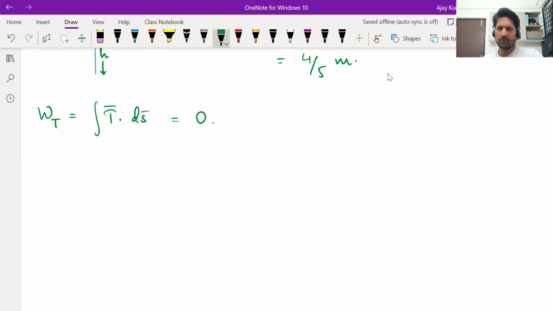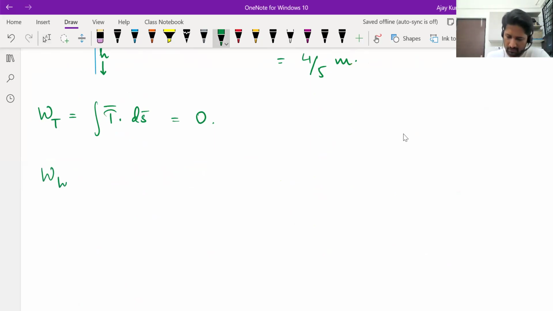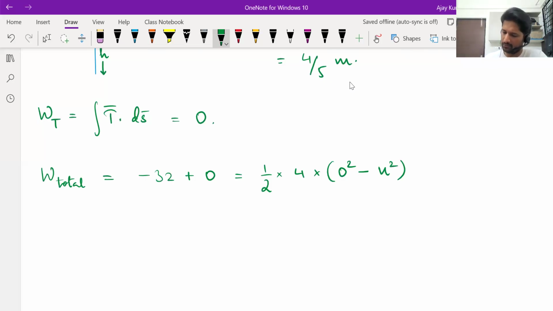So there were two forces acting. We calculated work done by both the forces. Then we are now in a position to apply the work kinetic energy theorem. Therefore, total work done, what will it be? Work done by weight was how much? Minus 32 joules. Plus work done by tension is 0. Should be equal to change in kinetic energy, half m v square. When the bob swings by 53 degrees, it has to stop. We don't want it to go beyond that. So half m v square minus u square. That's all. You can get u from there.